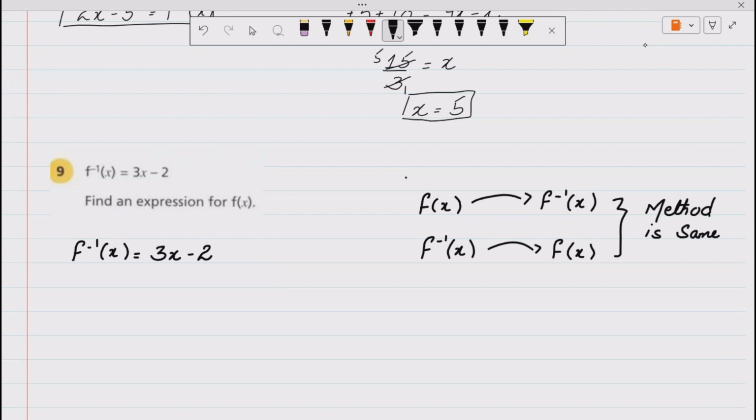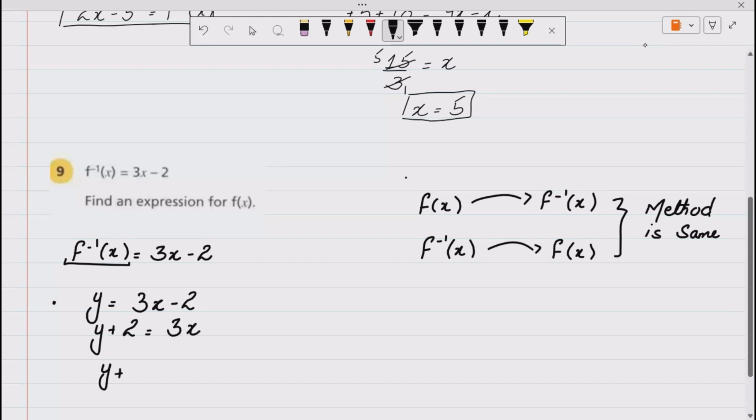So again, now instead we have f inverse, so we put f inverse as y. So y equals 3x minus 2, first step. Second step, we have to find the value of x. So y plus 2 equals 3x, y plus 2 divided by 3 equals x. So this is step 2.